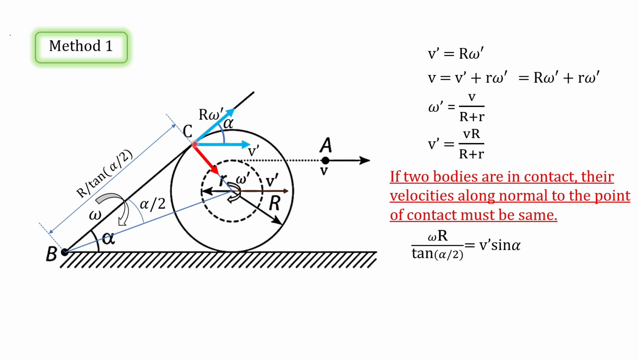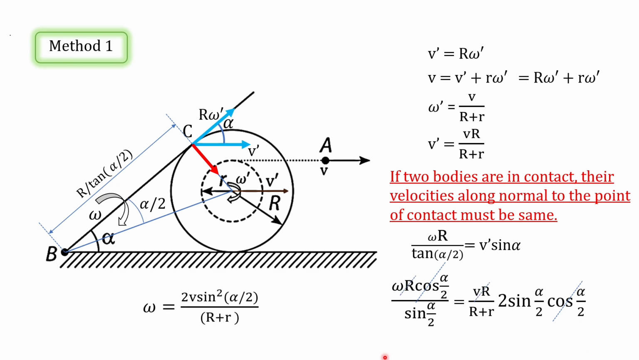So the R omega dash, the tangential velocity, has no component along this normal. Only the v dash velocity has a component, and that is v dash sine alpha. So I write tan as sine by cos, and I put the value of v dash from this equation, and I apply that multiple angle formula. Sine alpha equals 2 sine alpha by 2 cos alpha by 2. Cancel the cos term, cancel the R, so we get omega equals 2v sine square alpha by 2 divided by R plus r. This is our final answer.